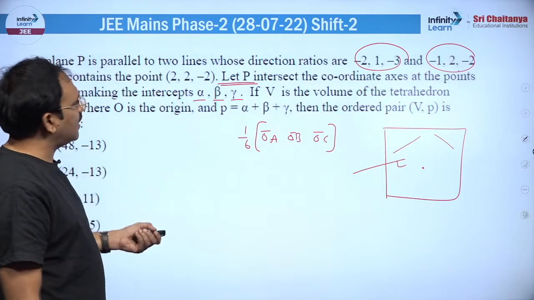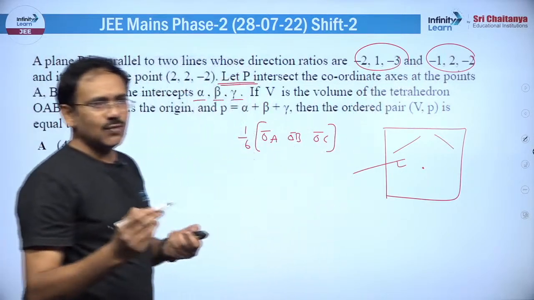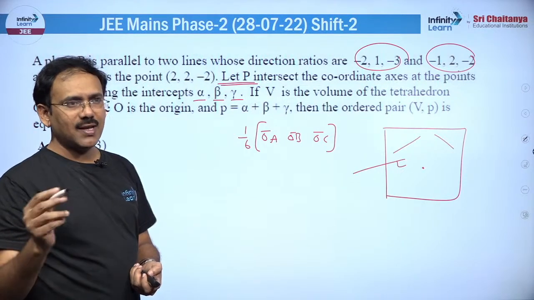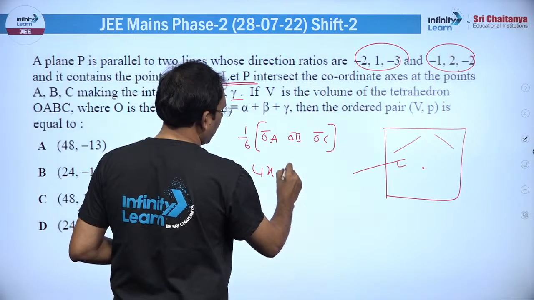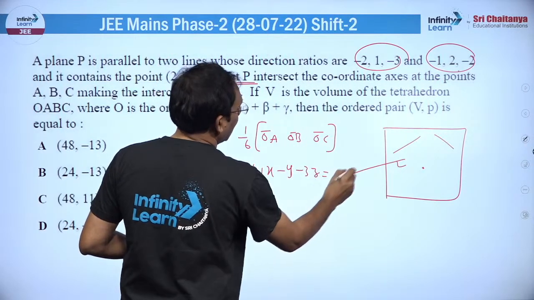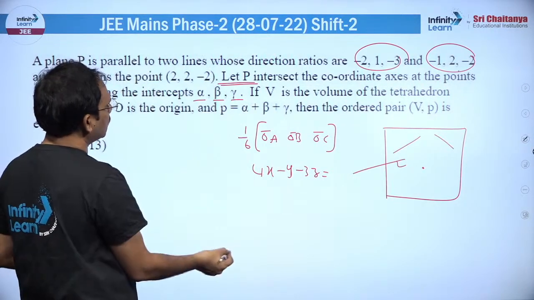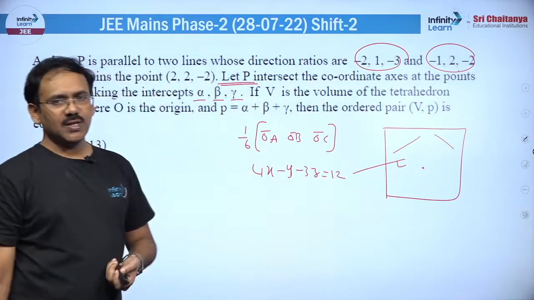So you just try, my dear friends, let me repeat: you just take the cross product of these two, which gives the normal DRs of the plane, which you will get as 4, minus 1, minus 3, right. So 4x minus y minus 3z, and passing through one of the points 2, 2, minus 2, that is 8 minus 2, 6, 6 plus 6 is 12. This is going to be the plane equation.